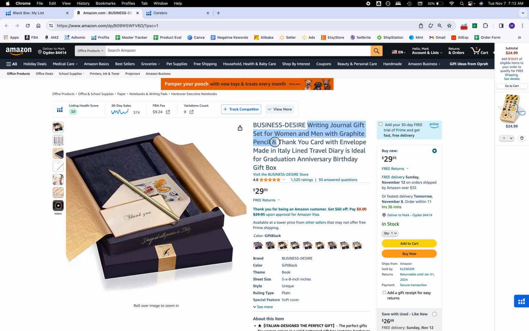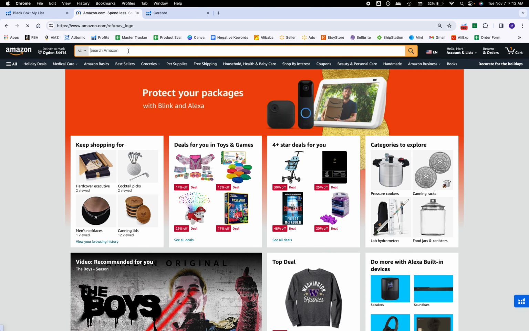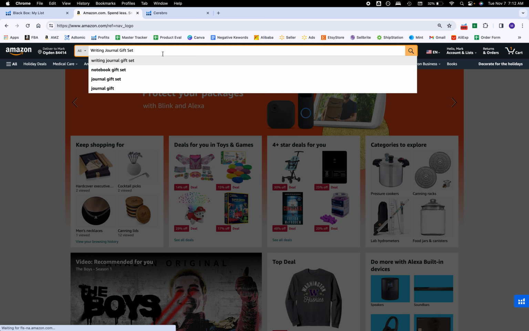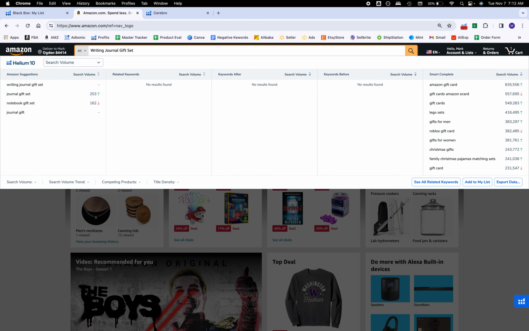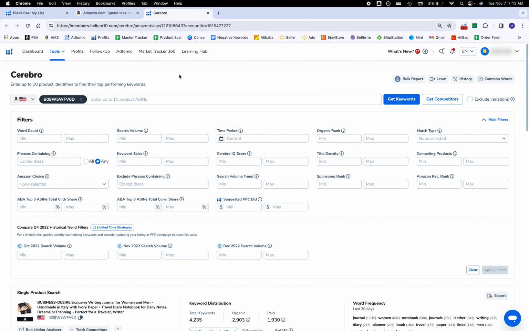So let's just say writing gift set. Let's just say that's the actual main one, because that's the quickest and easiest way to do it as well, while Cerebro is also going through all that. Now, what I also do is writing journal gift set. I'll usually plug that in there and then hit the space bar and wait a second to see what pops up. So for right now, it looks like there's not a lot of search volume for writing journal gift set. So I look here on the right. This is not really, no. So I'm going to just take off one of the words. Again, Cerebro is probably also done here.